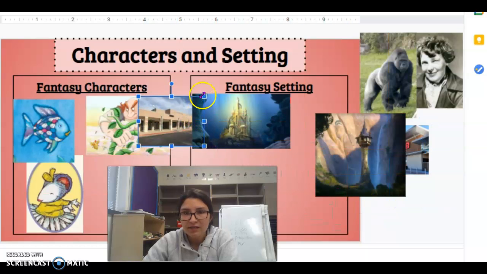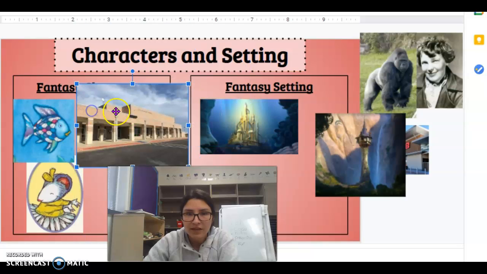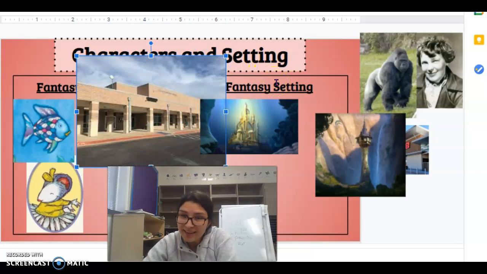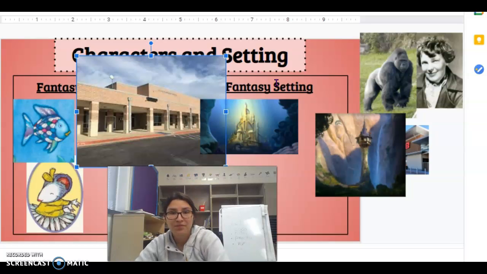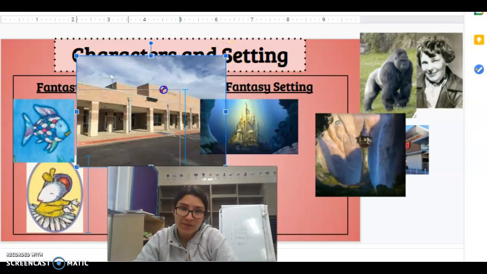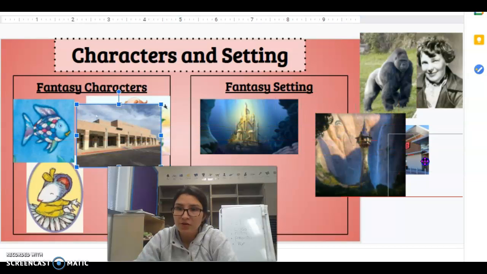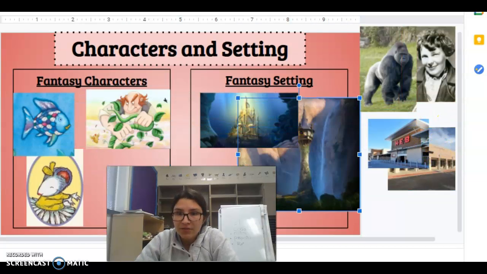All right, so here is a picture of Nidec Elementary School, the school that you attend. Is this a fantasy setting or a real place? Fantasy or real? I hope you have your thumbs down because this is a real place. So we cannot put it here. We've got to put this one over here with the real. Then here's another picture.